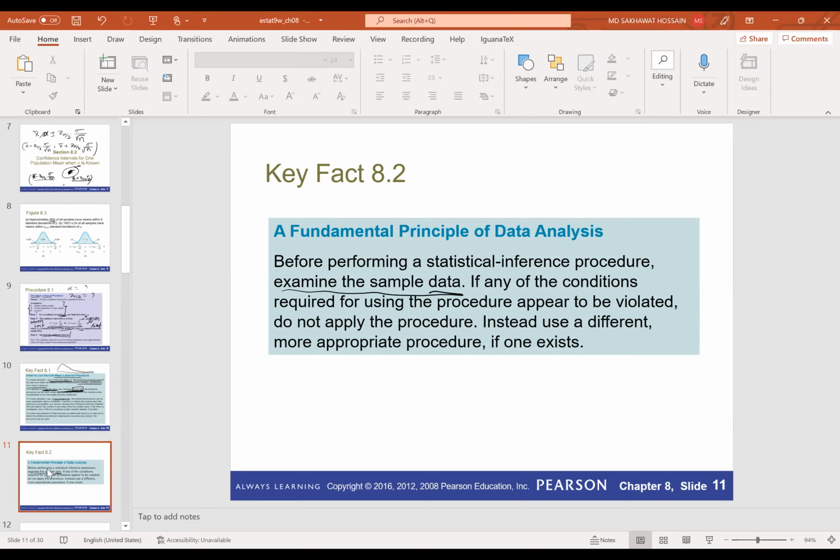This is really important. To use some procedure, some method, you need to fulfill some requirements. You need to satisfy some conditions. If all the conditions are not satisfied, then we cannot use that procedure. In that case, you have to use a different or more appropriate procedure. So that's the fundamental principle of data analysis.